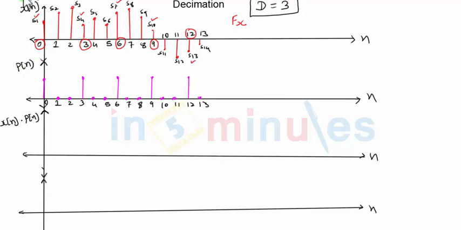Now what is the speciality of p of n? P of n is a signal in which there are some non-zero samples. All these non-zero samples are of value 1, and all the intermediate samples are of value 0. So you can see there are 2 zeros and then 1 unit sample, 2 zeros and 1 unit sample, and so on. In simple words, signal p of n is a periodic signal with period equal to 3.